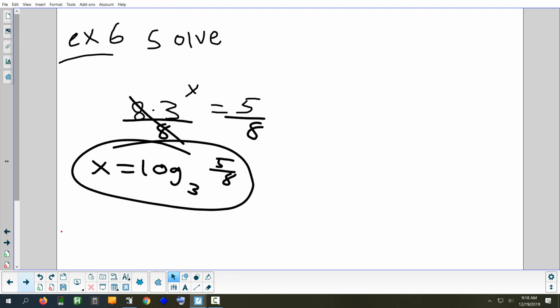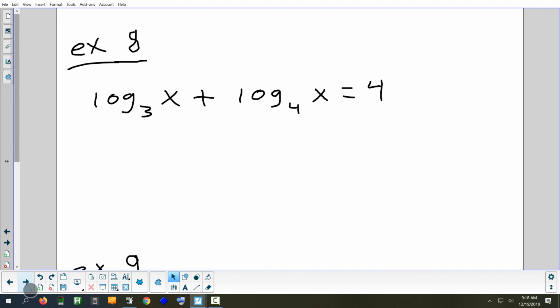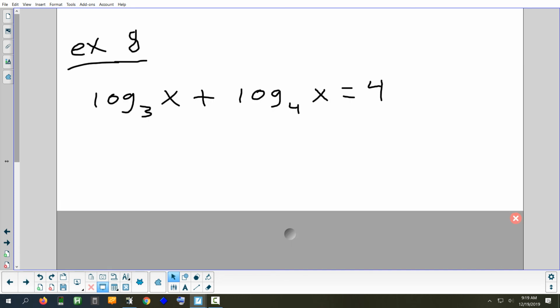All right. Example 7. I told you we're going to skip over that one because I want to do one more like what's on the test, which was example 2. That's where we had to factor and set it equal to 0. So we'll try one more of those. Let's look at this one.